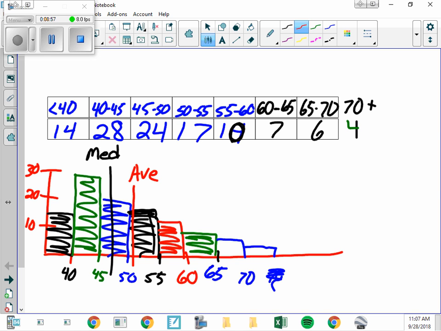So would we guess the median, where half the scores are above this and half the scores are below this, or would we expect the average? What do you guys think? Probably the median would be my guess.